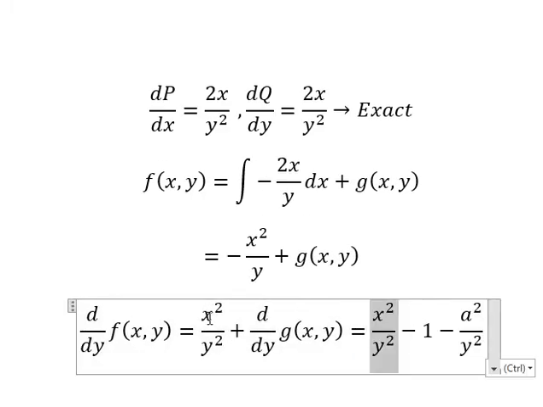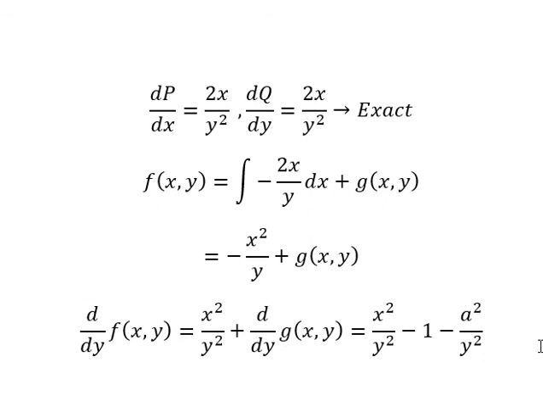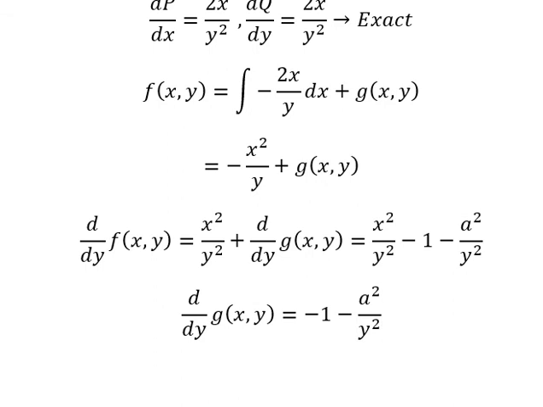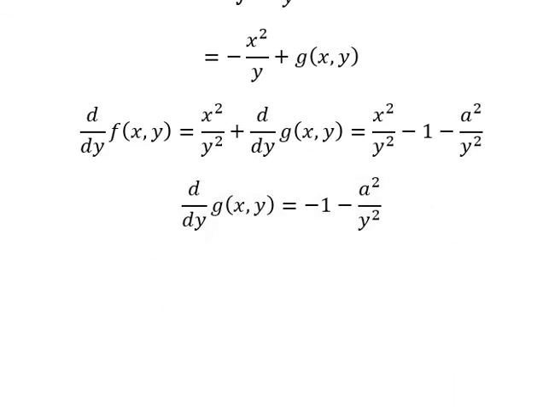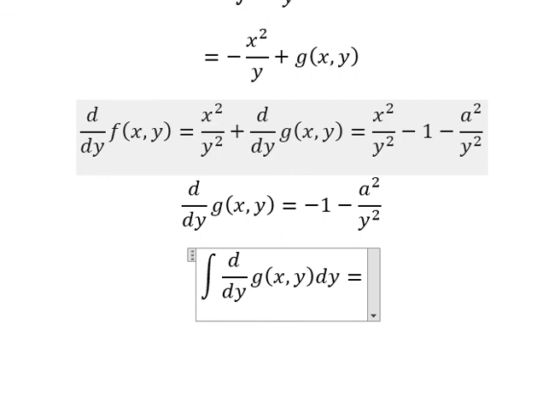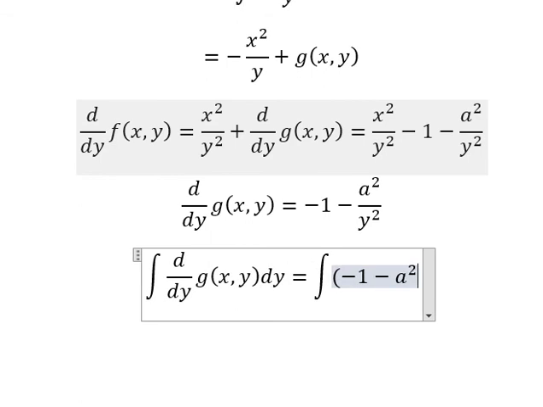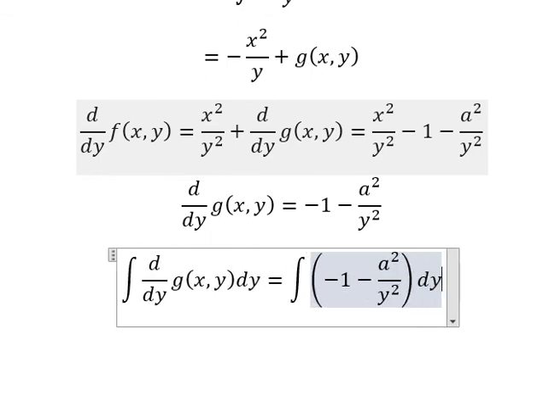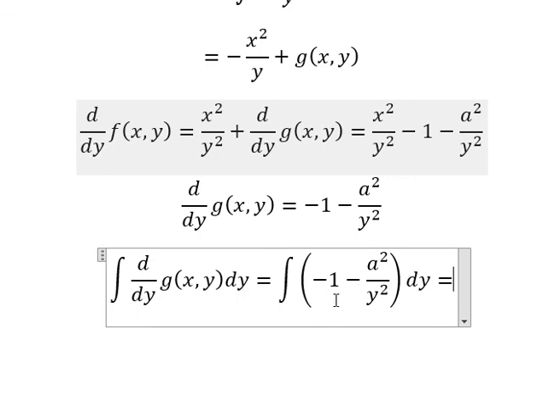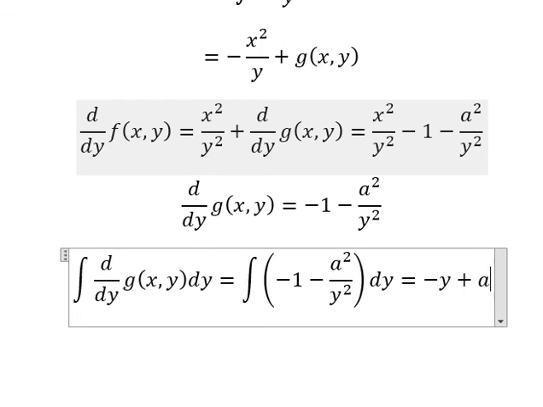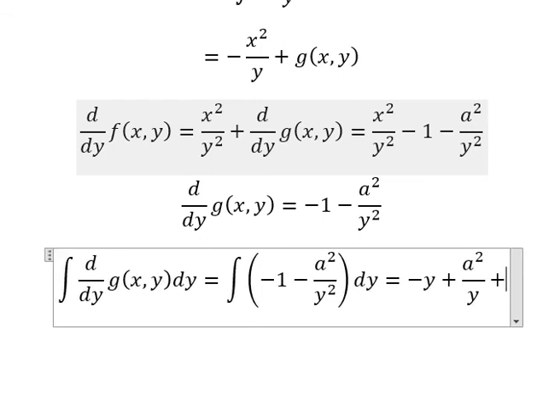Now we simplify this one for the both sides. And we have like this. Next, we need to integral for the both sides. So the integration of negative number 1, we have negative y. The integration of this one, we have positive x squared over y. And I will put about c.